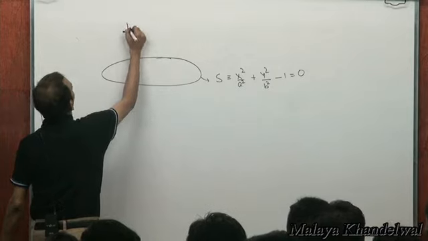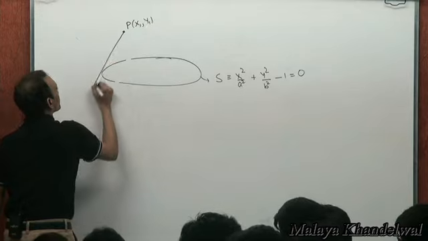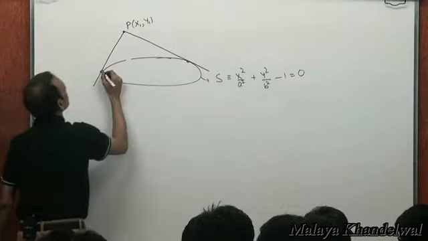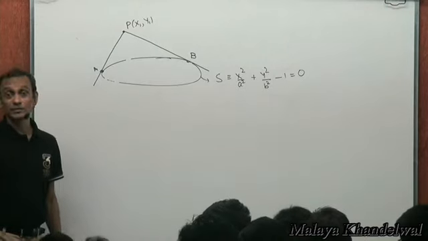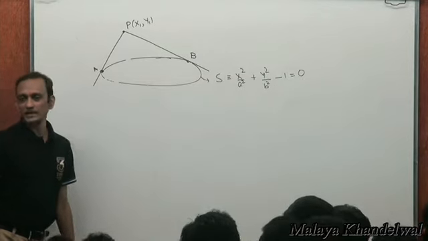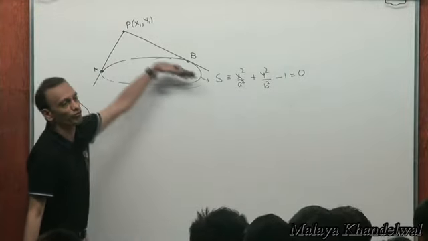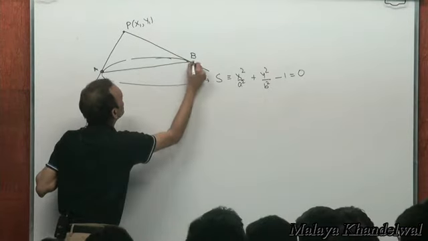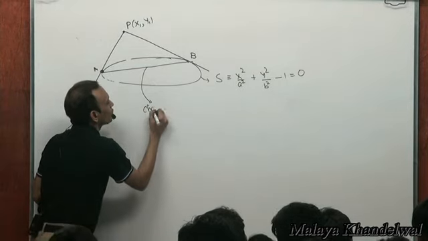If there is a point P(x1, y1) outside the ellipse, then a pair of tangents could be drawn. PA, PB are two tangents that could be drawn in general from any point outside the ellipse. From any point outside the ellipse, two real tangents could be drawn. If A and B are points of tangency, then AB is called the chord of contact with respect to P.